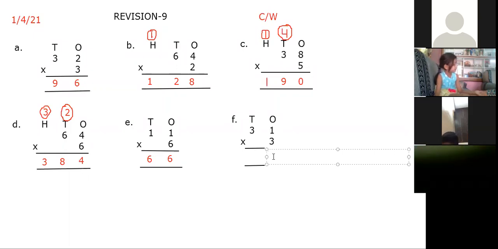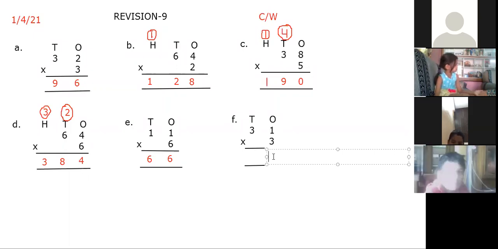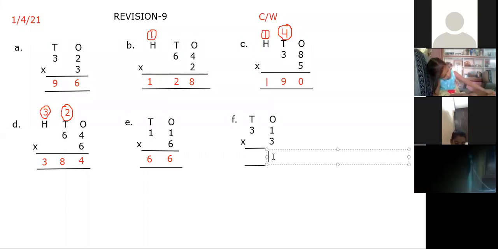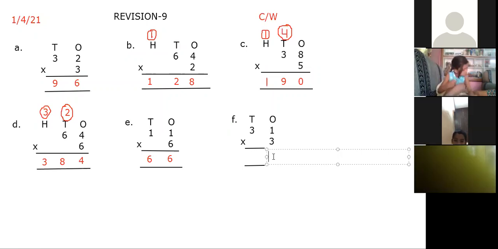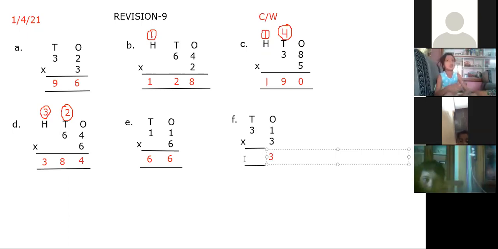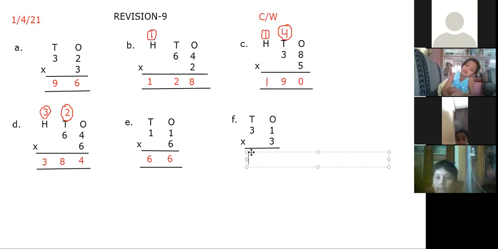Shrivas, please read next question. Ma'am, last question. 31 multiply by 3. Yes. Now which table? 3 table. Good. Now tell me 3 ones are? 3 ones are 3. Good. Now what we will write in tens place?